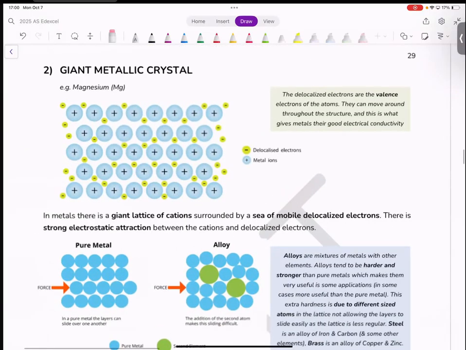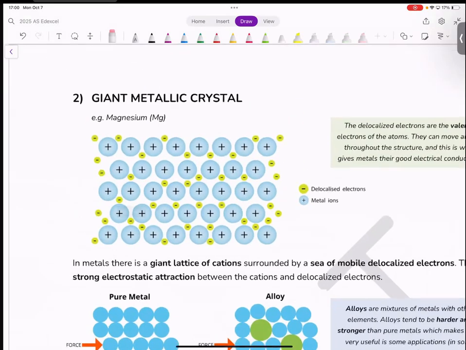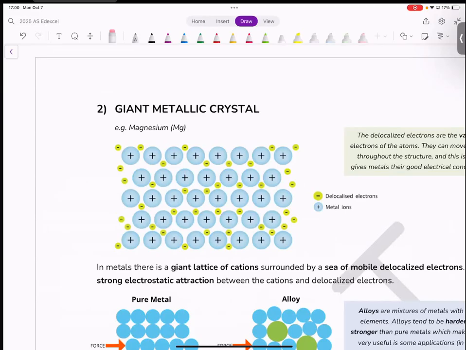So the delocalized electrons, I'm going to copy something from your grade 10 board again. Copy it now. What is this? I want you guys to be able to draw this in the exam. Now, what will you draw on exam day?